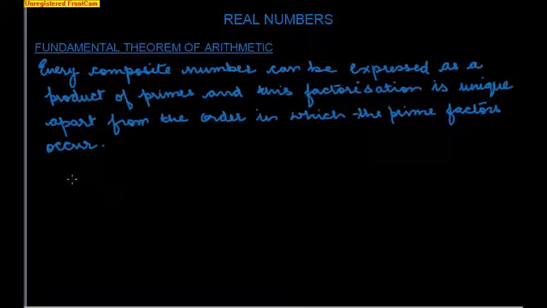What is a composite number? A composite number is a number which has factors apart from 1 and the number itself. For example, 6, 8, 9, these are all composite numbers. Now these composite numbers have a prime factorization, as in, they can be expressed as the product of prime numbers.